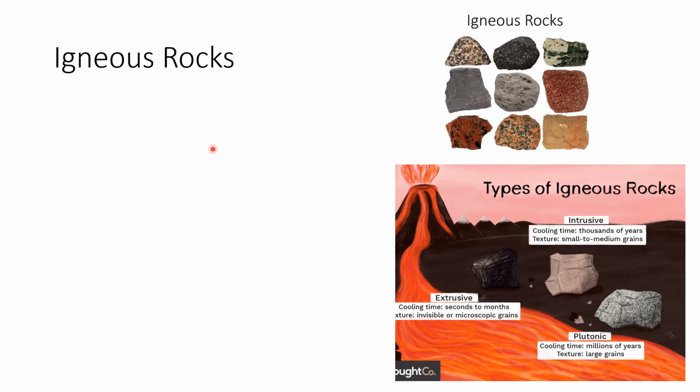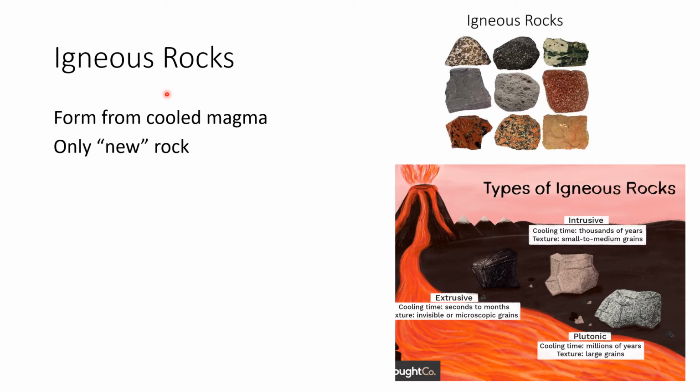So just a little bit of information about the three main rock types. The first we'll talk about is igneous rocks. Igneous rocks form from cooled magma. These are considered to be the only new kind of rock because sedimentary and metamorphic rock both form from already existing rocks, whereas igneous rock forms from cooled magma, so it's the only new kind of rock.